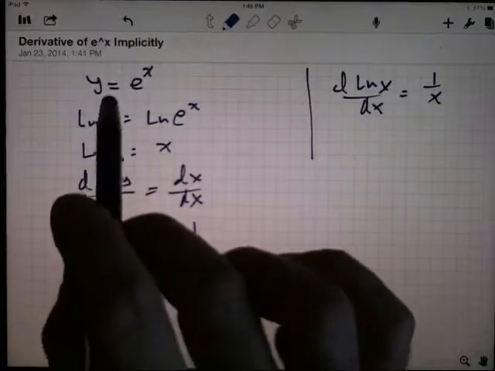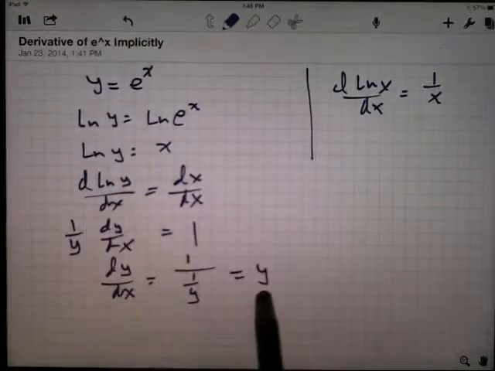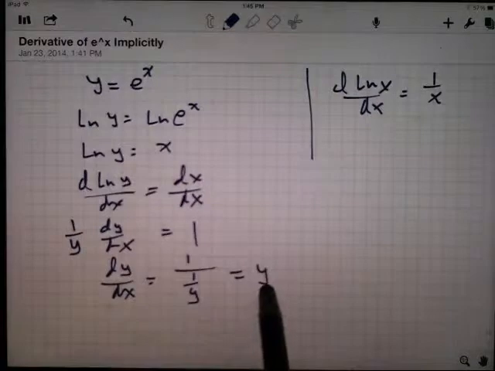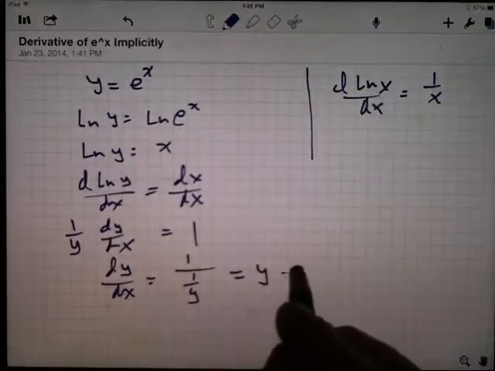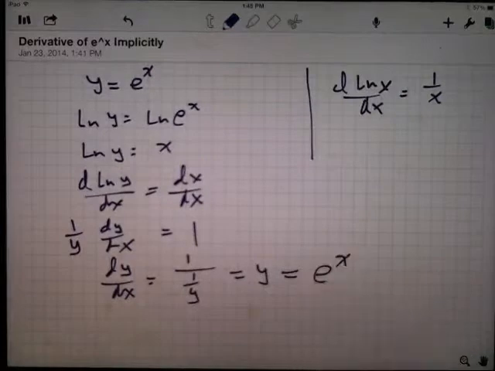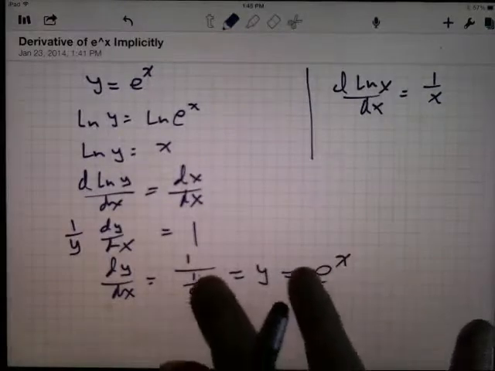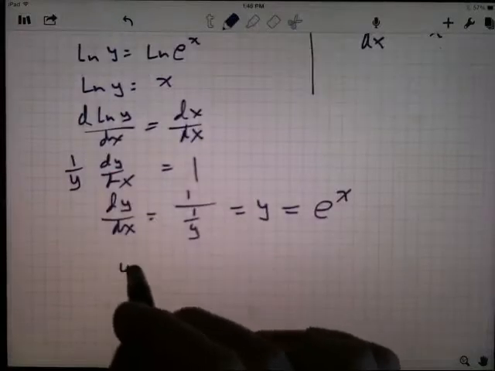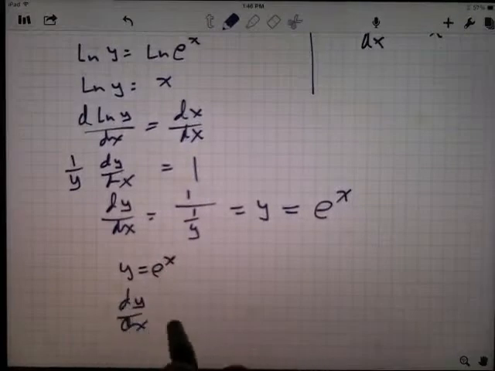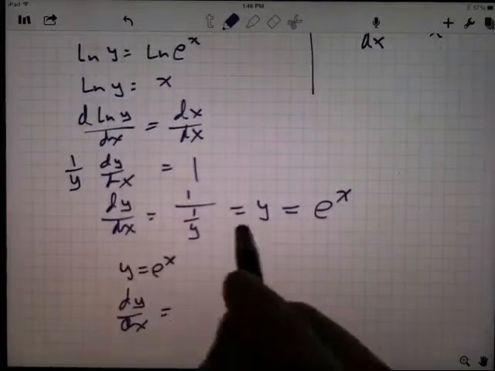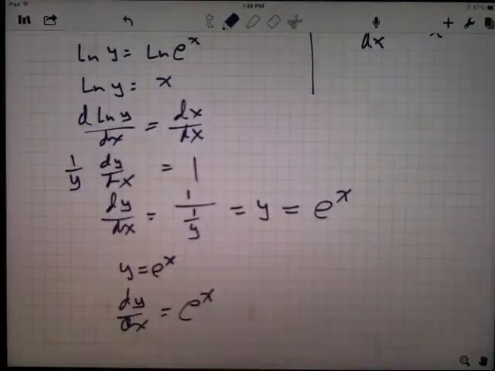I started off explicitly, so I want my derivative to be a function of x, not y. So what I've got to do is somehow get back to x's. Well, I happen to have a relationship here between y and x, that y is equal to e to the x, so let's plug that back in. And what did I end up with? I started off with y equals e to the x, and I ended up with that the derivative of y with respect to x is e to the x, which I already knew, but now I can see it in light of this being the derivative of an inverse function.